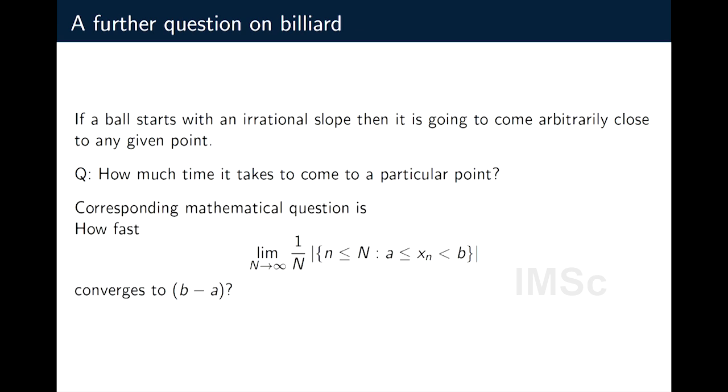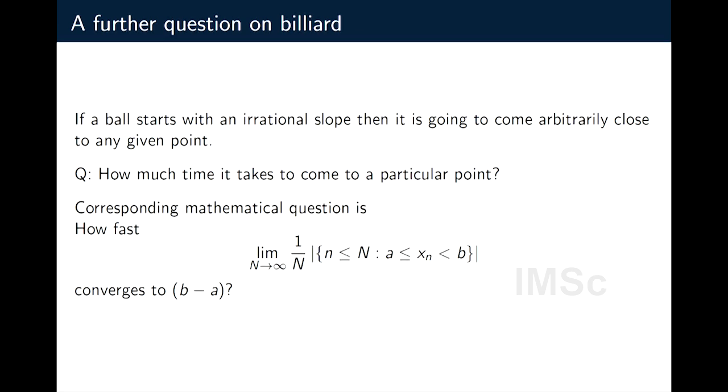Let's put it more mathematically. Mathematically speaking, we are looking at the rate of convergence of this counting function, how fast it converges to the length of the interval, which is the expected value. This question is of course being asked for sequences which are known to be equidistributed. We know that the limit converges to b minus a, the length of the subinterval, and we now want to see how fast it happens.